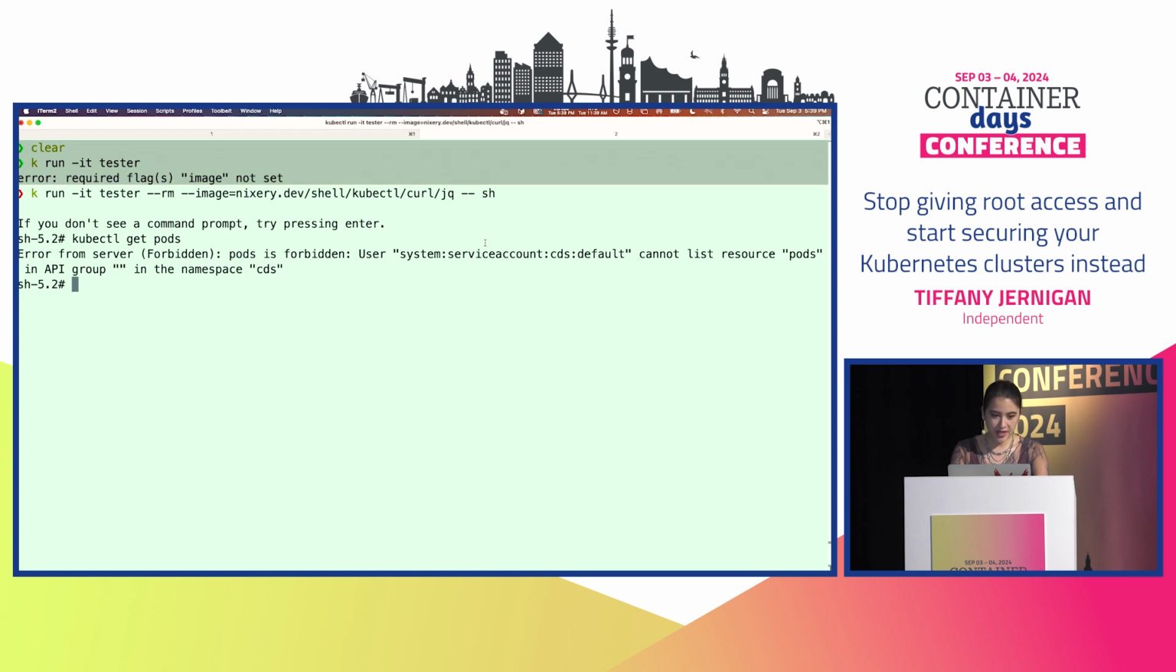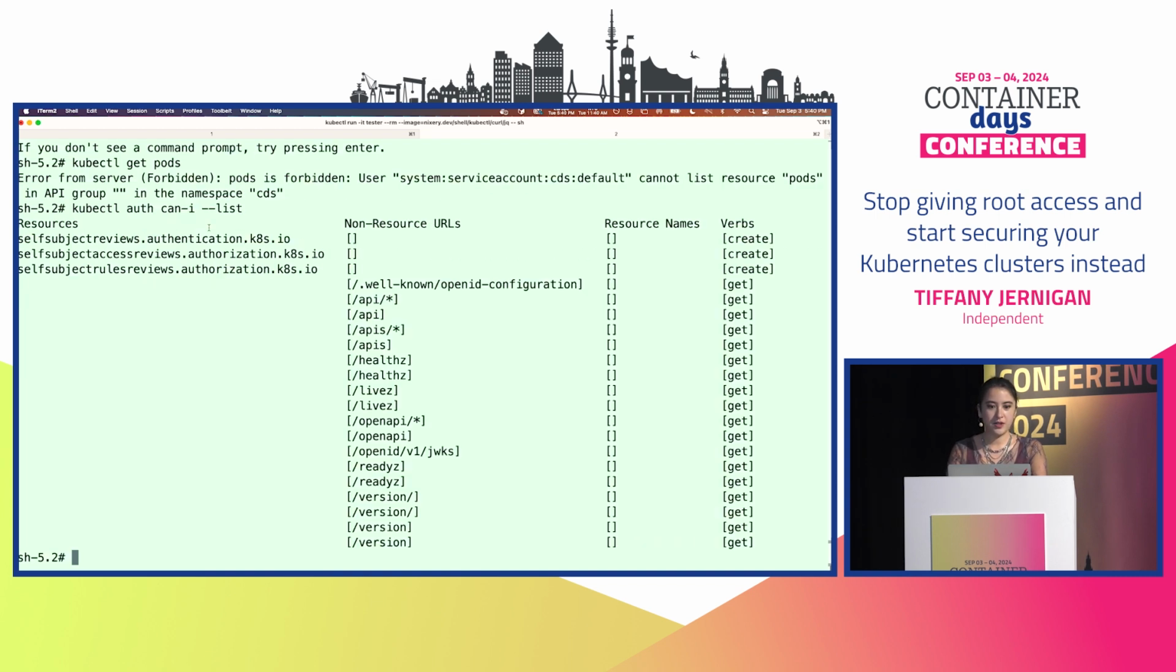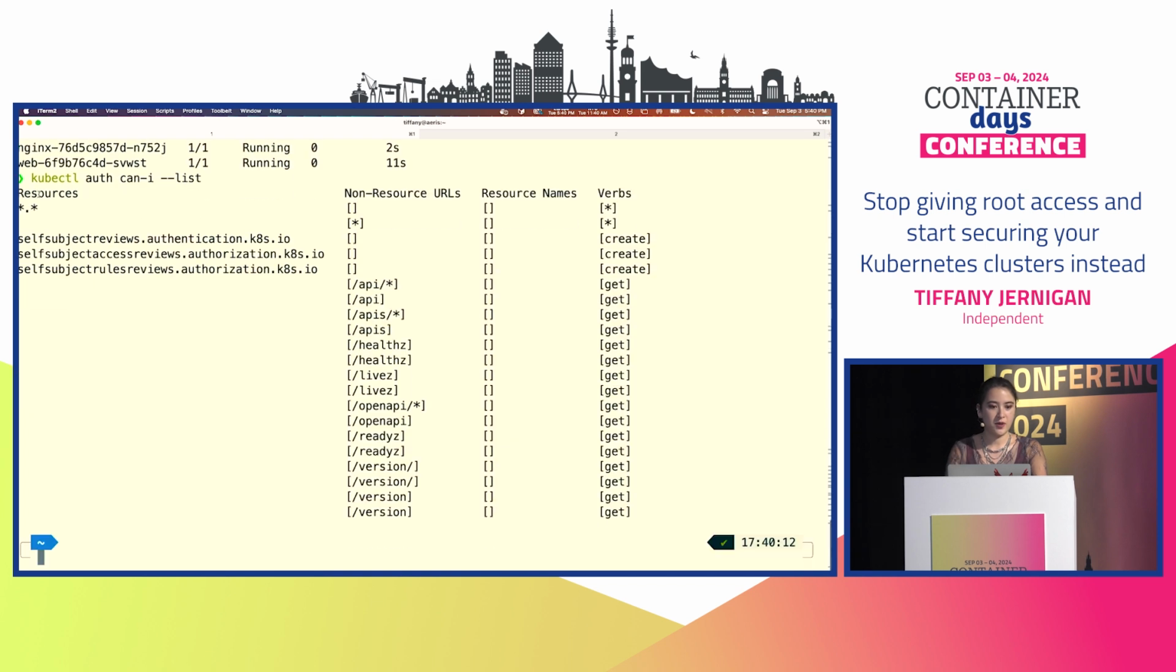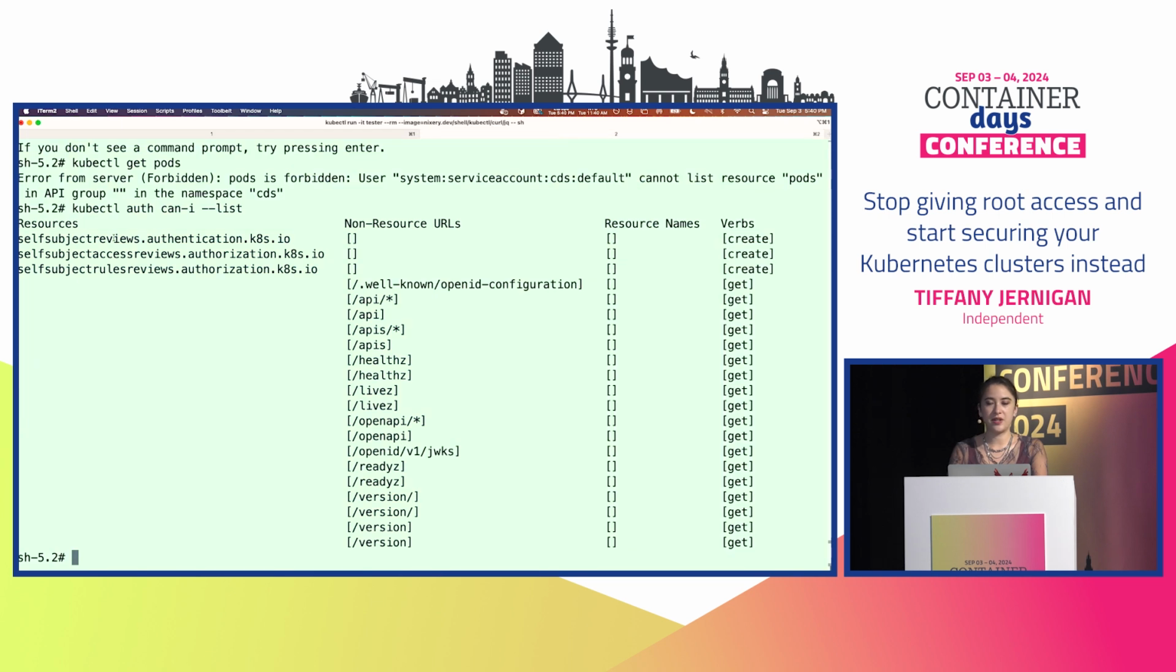If I did a kubectl auth can-i --list over here, we can see that I have this star and I can do literally whatever I want on this cluster. But if we take a look here, we can see that I don't have those permissions.